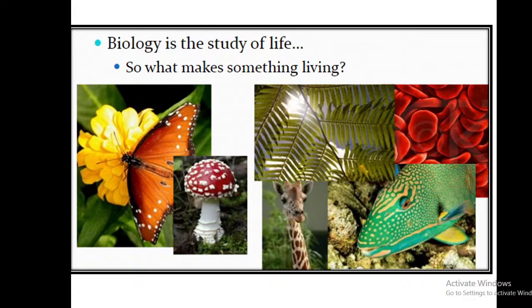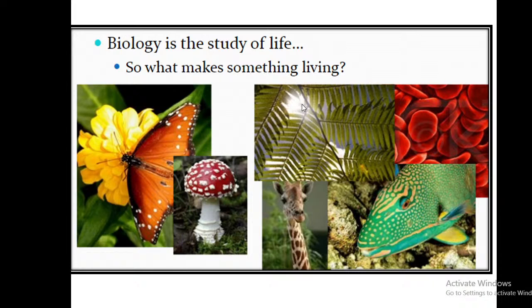There are so many things you can see here in this slide. You can see a fish and blood cells. This is actually the RBCs, and this is a fish. See how beautiful the color of the fish is. Then here you can see a giraffe, a mushroom, a butterfly, a flower, a leaf, and in between you can see the sun's rays coming.